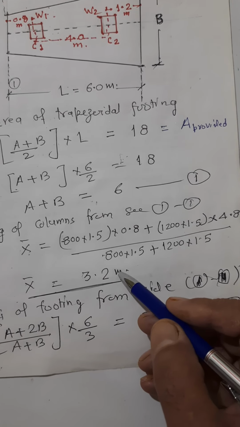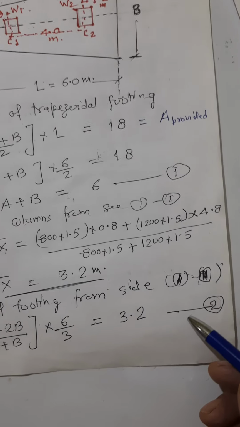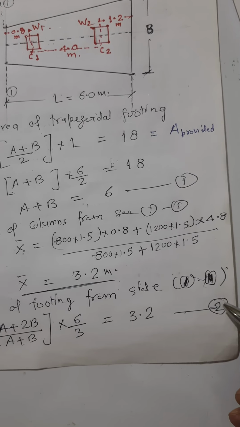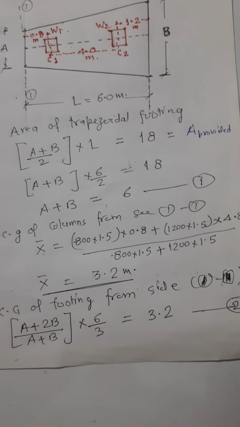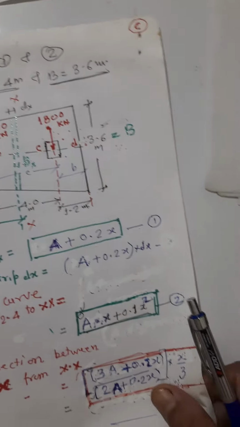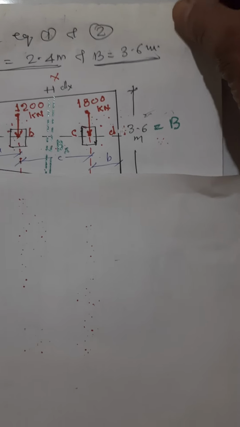(A plus 2B) upon (A plus B) into L by 3 must be equated with X bar of 3.2. Now, with the help of these two equations, this is equation number 2, this is equation number 1, this is equation number 2. With the help of these two equations, we can very easily calculate the values of A and B, and it comes out that A is 2.4 meter and B is 3.6 meter respectively.